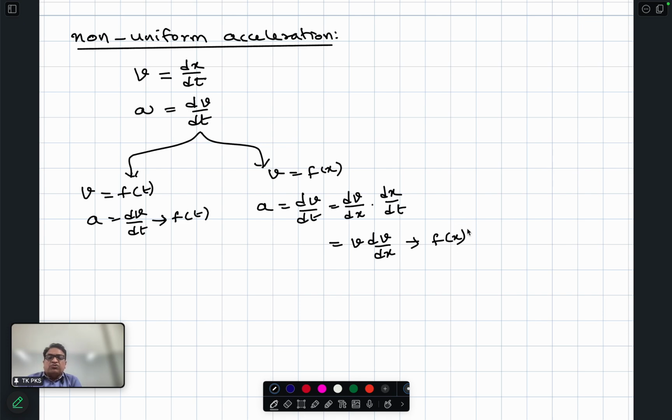So have you understood how to identify whether the given acceleration is uniform or non-uniform? Simple. If the acceleration term contains constants, it's uniform acceleration. If the acceleration term contains either x or t, in both these conditions, it is a non-uniform acceleration. So we will start working on these areas right now.